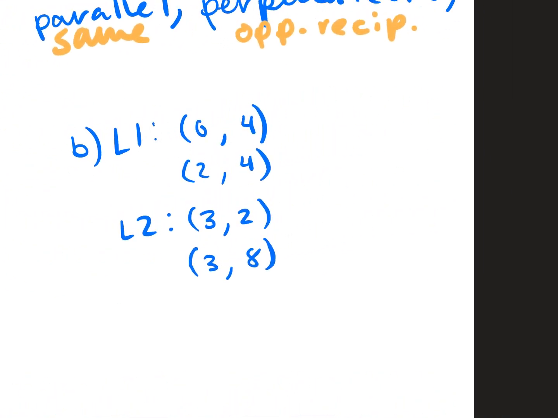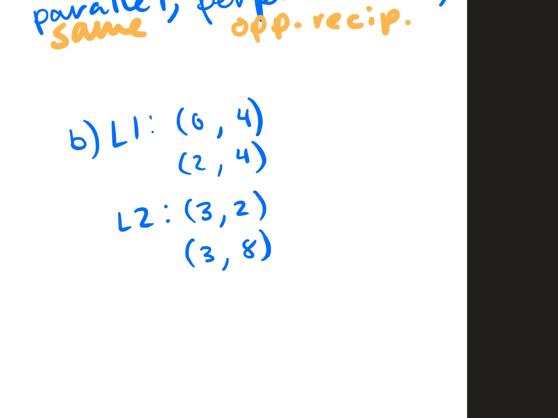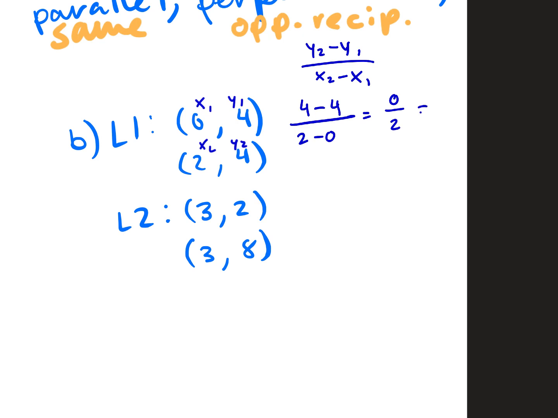And then B, so it gave us 2 points for each line, so we just want to use our slope formula to find the slope of each. So for line 1, our slope formula is y2 minus y1 over x2 minus x1. So I'm going to label my points x1, y1, x2, y2, and plug them in. So 4 minus 4 over 2 minus 0 would be 0 over 2. So here I have a slope of 0.